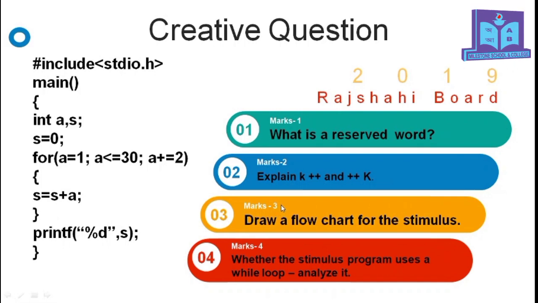Question number 3, marks 3. Draw a flowchart for the stimulus. And question number 4: whether the stimulus program uses a while loop, analyze it. Read carefully and analyze the answer using a while loop. Just convert this for loop to a while loop. Now let's discuss the questions one by one.